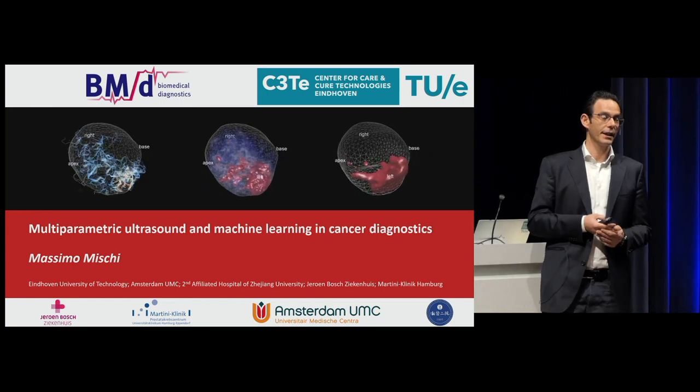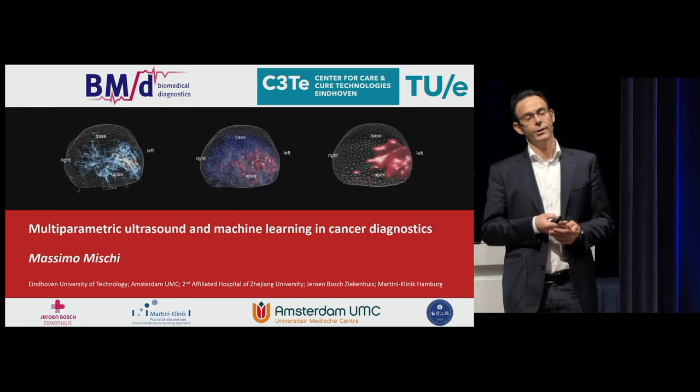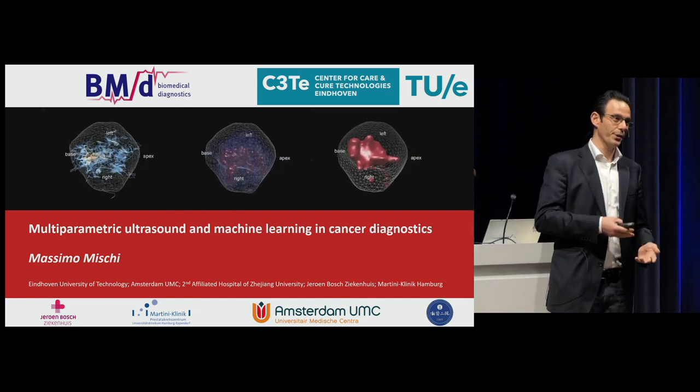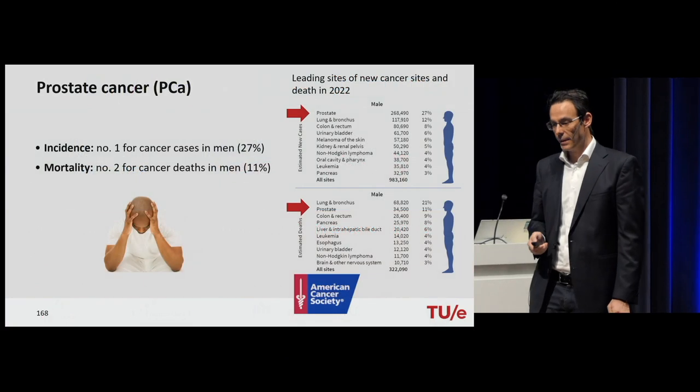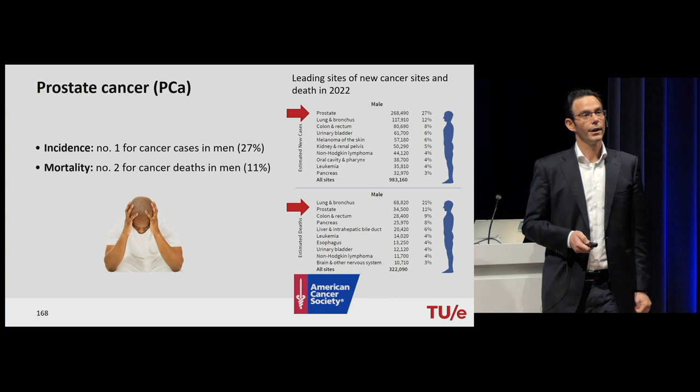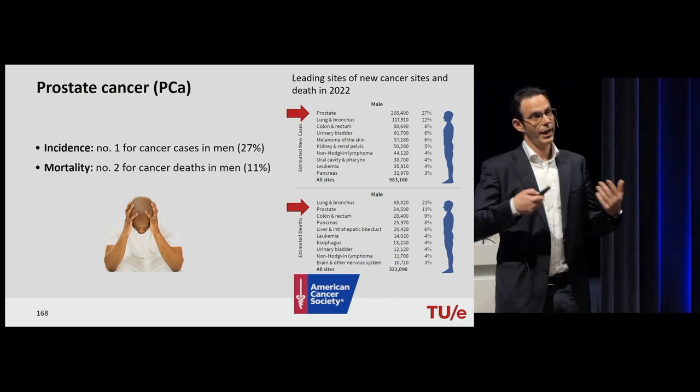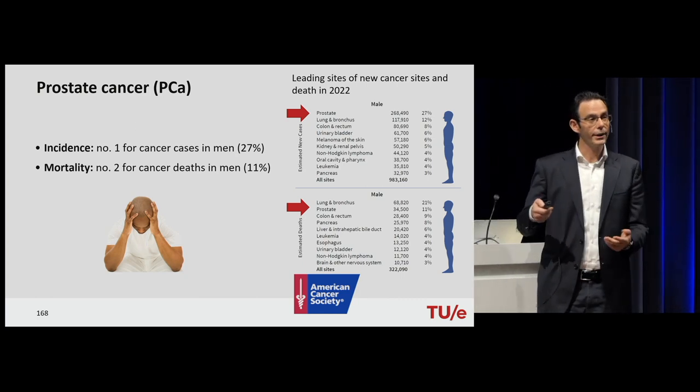First of all, the Academic Medical Center, now I should say Amsterdam University Medical Center, which at that time was the AMC in the beginning, but also the Martini Clinic in Hamburg, a leading center in Europe, and also in China, the Second Affiliated Hospital, Zhejiang University. So asking the question, what was the application in strong need of innovation in imaging, new imaging modalities? Well, that was prostate cancer.